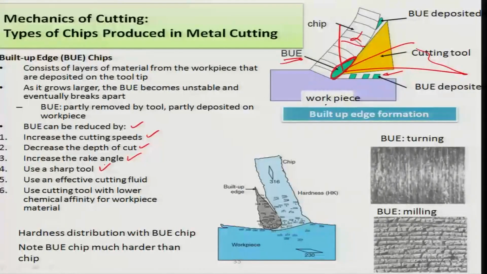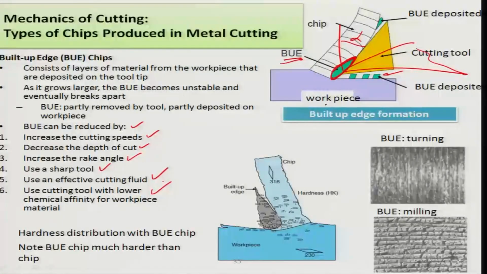You can use a sharper tool to remove the built up edge completely. You can use an effective cutting fluid so that there is a sufficient amount of heat transfer and the chip does not weld to the tool surface, although it is highly strain hardened, so that the BUE condition does not come. Using a tool with lower chemical affinity for the workpiece material is another important way of preventing the built up edge from happening.